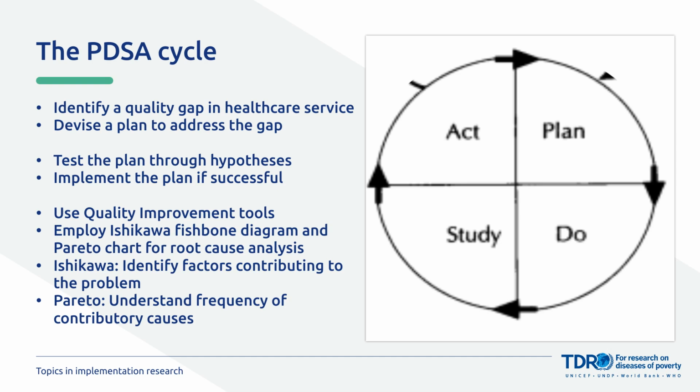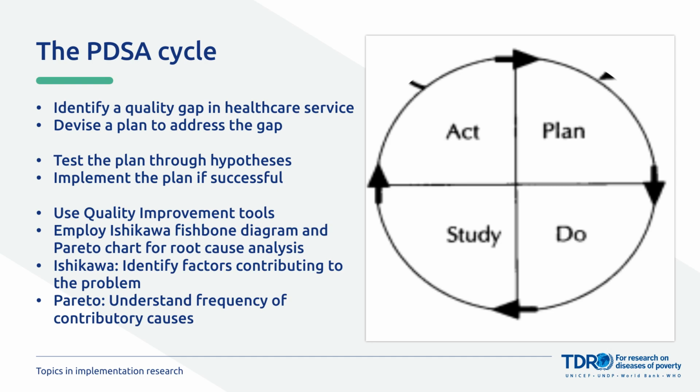Subsequently, a plan is devised to address this identified gap. The plan is then tested through hypotheses to determine its potential success or failure. If successful, the plan is implemented. To assess the impact of each change, quality improvement tools such as control charts are commonly utilized.